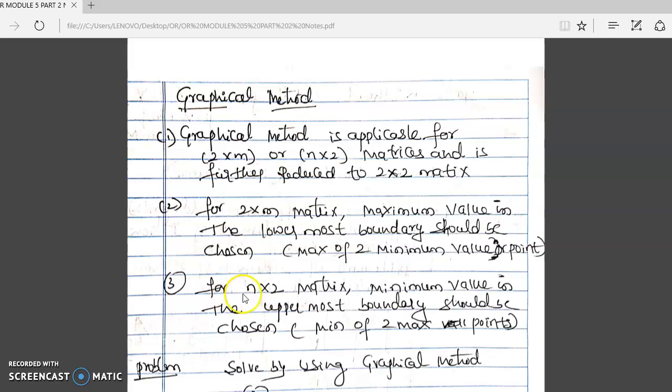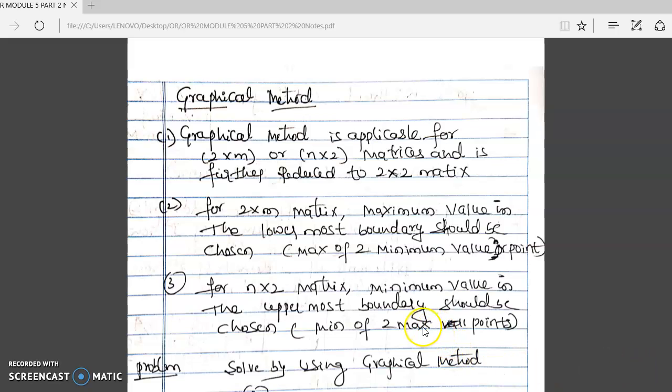Similarly, if the game is of n cross 2, that is, two columns are fixed but the number of rows can be any number, we first convert this n cross 2 into 2 cross m. Then we draw the graph. In the graph, the minimum value on the uppermost boundary should be chosen, such that out of the minimum of two elements, we then find the maximum point. Minimum value in maximum points.